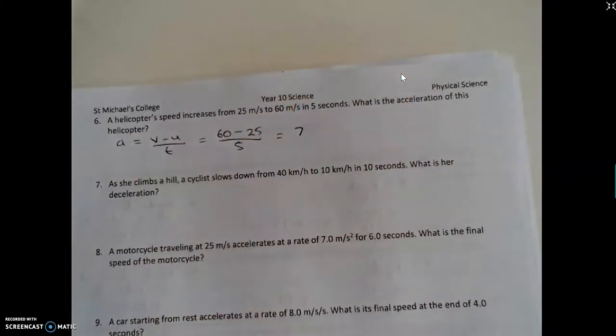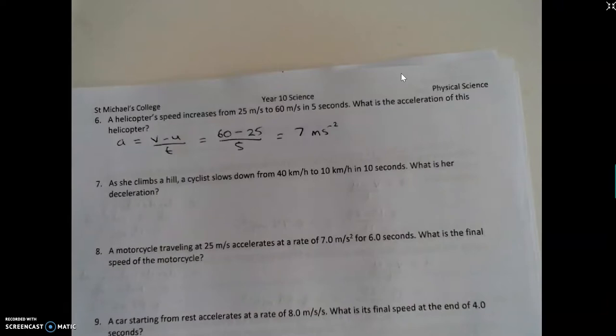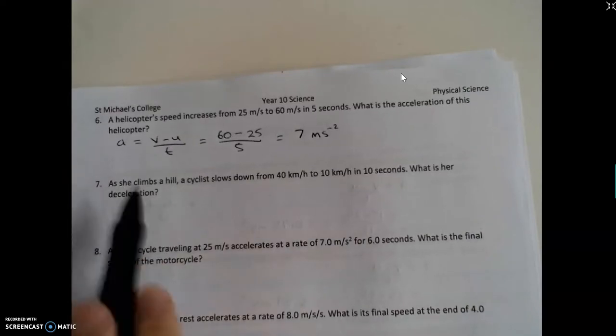And what are my units going to be? Meters per second squared, or meters per second. I don't mind how you show it, I just show it with a -2. Alright, last one I'll go through, and then you can finish off the sheet yourself.